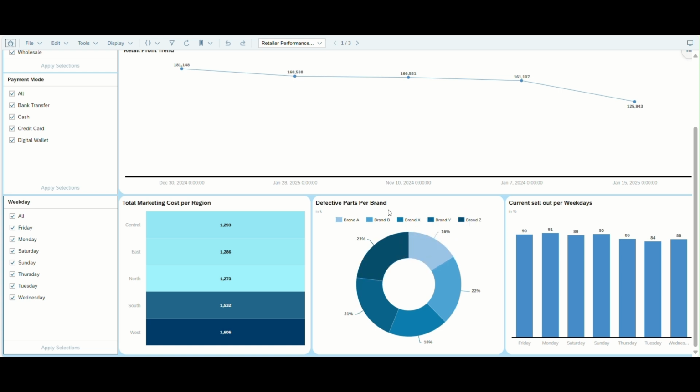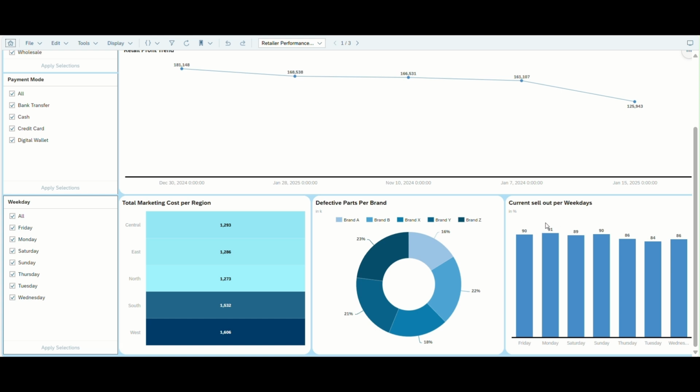Moving to the bar chart, sellout percent by weekday. This visualization answers, when are customers buying? Monday and Friday are strong performers, both around the 90% sellout mark. Meanwhile, Tuesday and Wednesday lag slightly behind. For field teams and demand planners, this insight supports smarter store-level stocking and delivery scheduling. For marketing teams, it helps time campaigns to align with peak foot traffic.